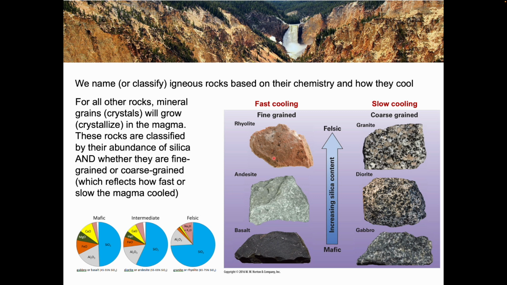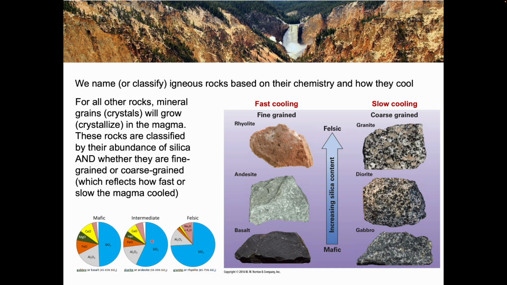Where you have tiny microscopic crystals, your rock cooled very quickly. Where you have larger crystals, your magma cooled very, very slowly. Crystals grow over time, and the fact that you have large crystals in a rock means that you had a lot of time to grow crystals before your magma completely cooled.